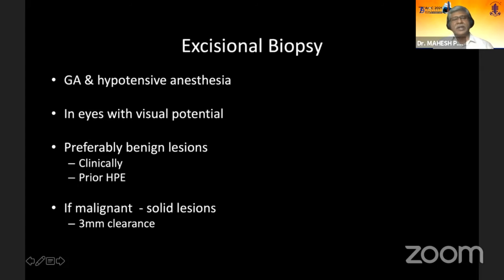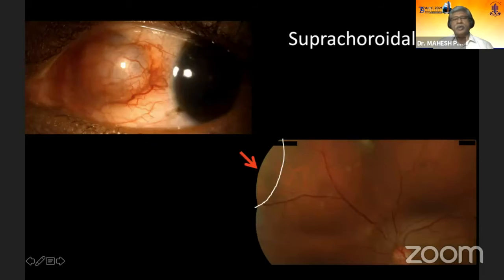And there are situations when we will do an excisional biopsy of an intraocular tumor, and the prerequisites are usually this is done under general anesthesia and hypotensive anesthesia, because there can be extensive choroidal bleed and we may lose the eye. And these are usually done in eyes with visual potential, because if the eye doesn't have visual potential, best is to enucleate the eye. And preferably benign lesions clinically, or prior HPE by doing an incisional biopsy confirm that it's a benign lesion. In case we are trying to excise a malignant lesion, which is a solid lesion, then we have to give a 3 mm clearance of normal tissue around it.